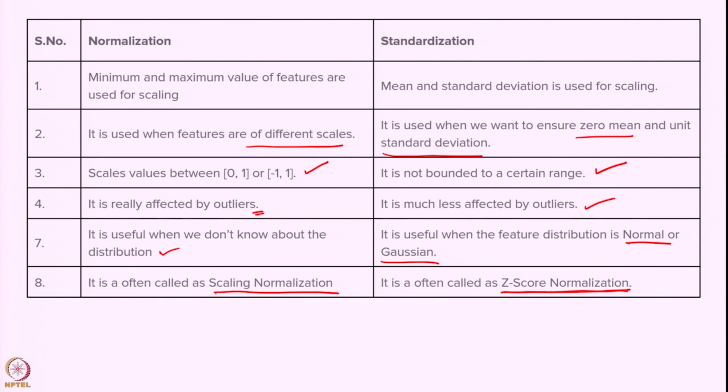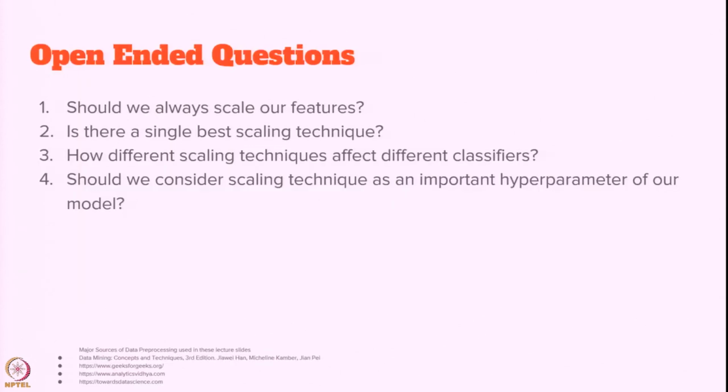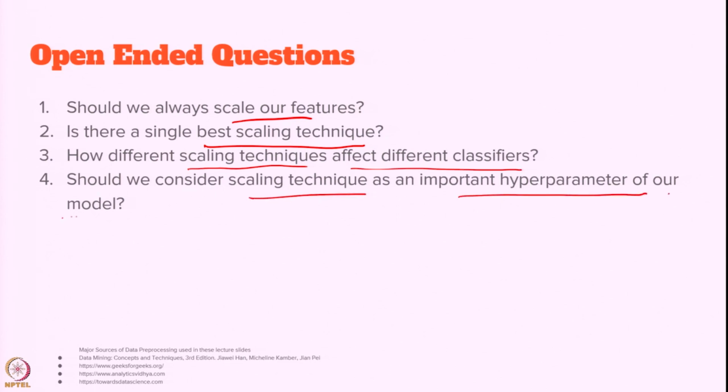With this, I want to conclude this video by telling some open-ended questions. Should we always scale our features is the question. One of the answers I already told you. If your method is not dependent on some distance metric, then it is not required to use scaling techniques. That is one. Apart from that, are there any reasons where we need not use scaling? The second question is, is there any single best scaling technique? The third question is how different scaling techniques affect different classifiers. And the fourth question is, should we consider the scaling technique as an important hyperparameter of a model? We discussed hyperparameters before, I assume, or else we will be discussing it again.